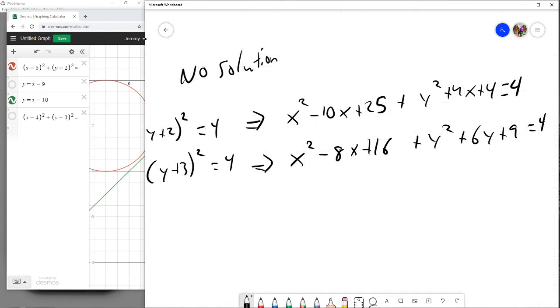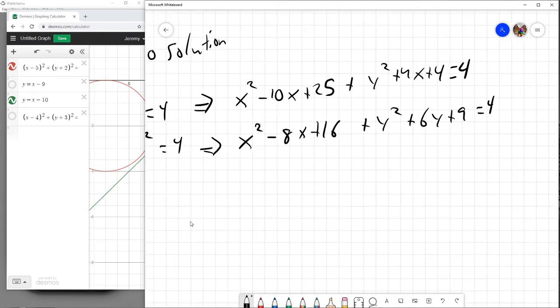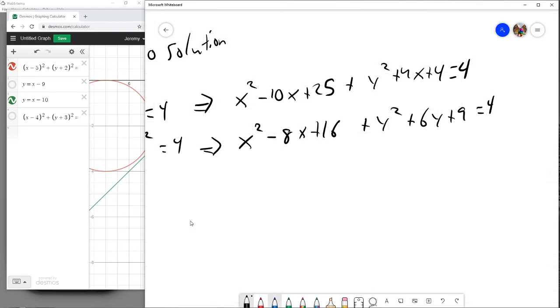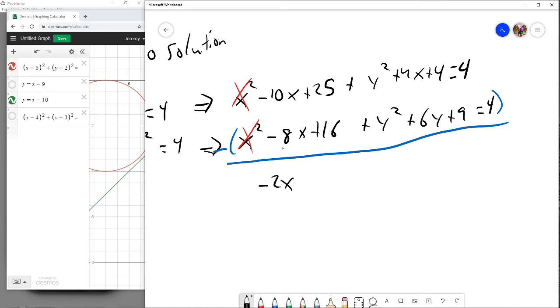Alright, so what we're going to do here is something that's kind of sneaky and ingenious, but totally awesome. I am going to subtract from the top equation the one on the bottom. So I'm going to do the top equation minus the bottom one. What that will effectively do is you have an x squared, and then now you have a negative x squared, so these die. You have a negative 10x and then a positive 8x, so that's a negative 2x remaining.